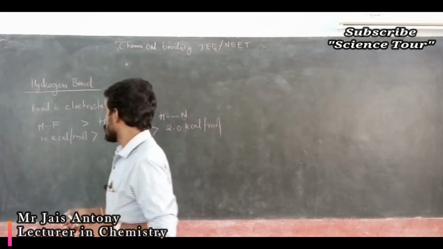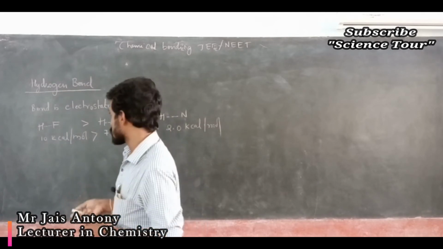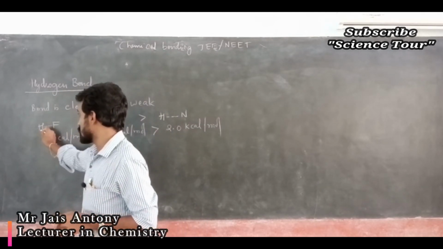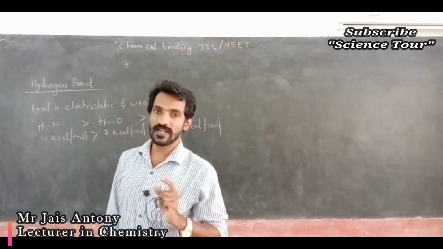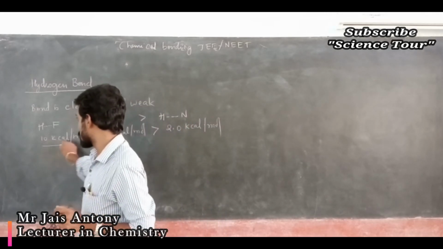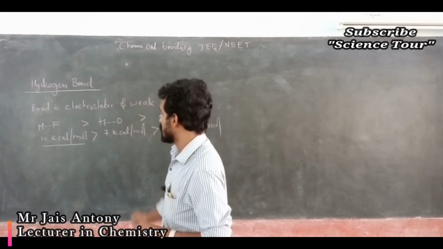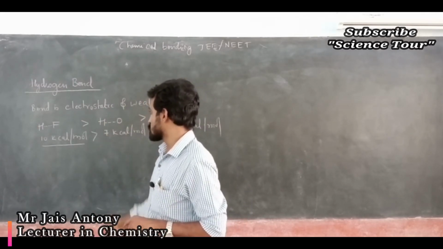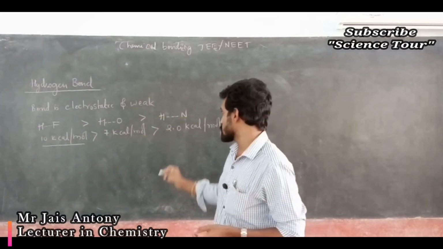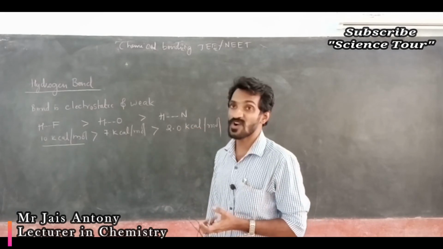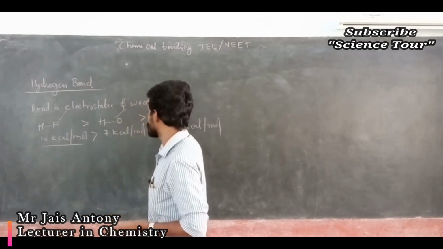My dear students, hydrogen bond is a weak bond. The maximum, strongest bond strength is actually 10 kilocalorie. It is between hydrogen and fluorine. If hydrogen and fluorine form hydrogen bonding, then the strength of that particular bond is 10 kilocalorie per mole, highest strength. Then hydrogen and oxygen, 7 kilocalorie per mole. Then hydrogen and nitrogen, 2 kilocalorie per mole is the bond strength. So highest bond strength is HF during hydrogen bonding, after that HO, then HN.